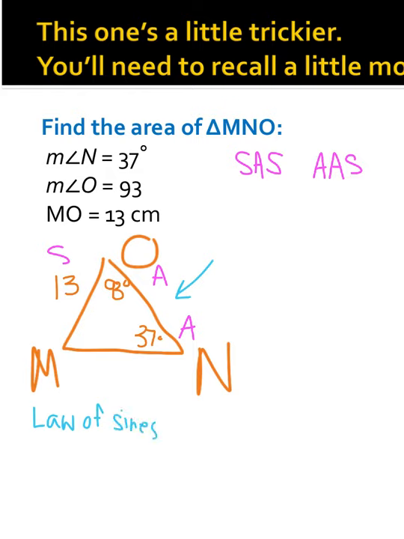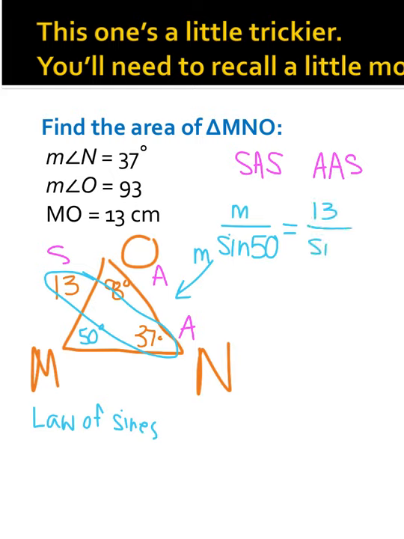So using the triangle sum theorem, I'm going to find angle M. I take 180 minus 93 minus 37, and I get that angle M is 50 degrees. So now I'll call the side across from angle M little m. So little m over the sine of 50 is going to equal, now I use a side angle pair that I have both of them, so it's angle N and its side across from it, so 13 over sine of 37. Let's cross multiply.